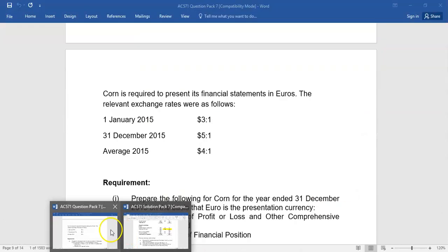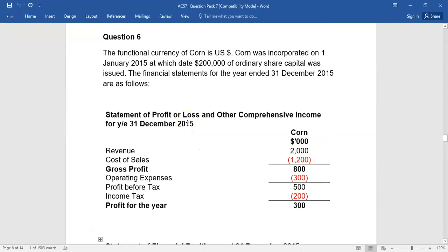All right. So that was an introductory question, question 6, Corn Limited.